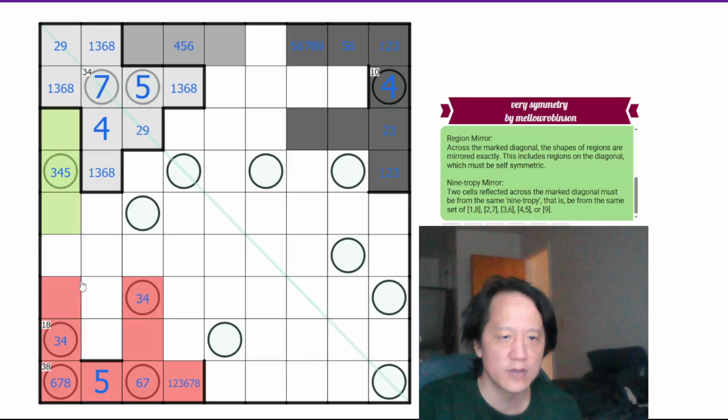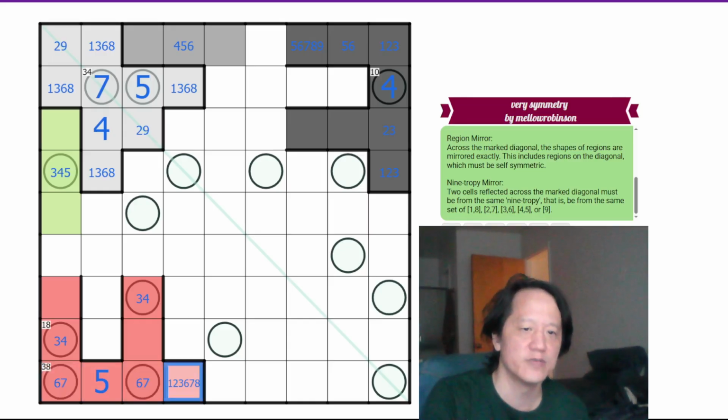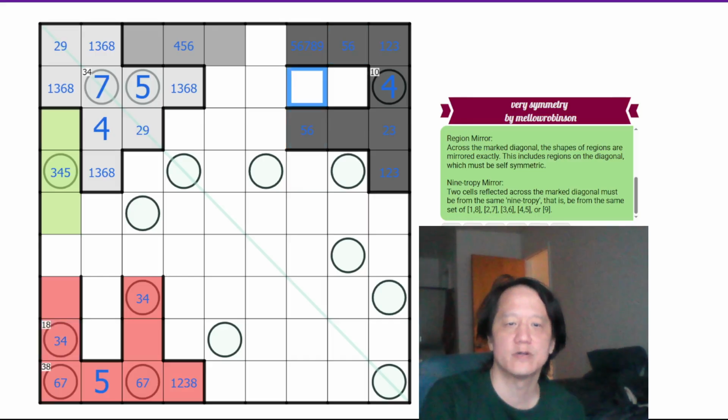So we definitely have boundary here, boundary here, boundary here. So this is boundary here, and boundary here. And this is 6, 7 as a pair, which eliminates 6, 7 in the rest of the region. This is 3 or 4 as a pair. That means this is 5, 6 as a pair here.